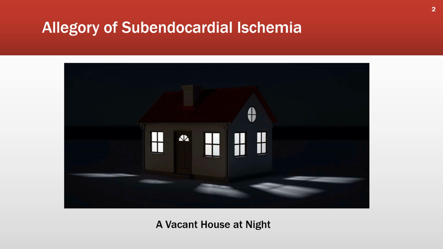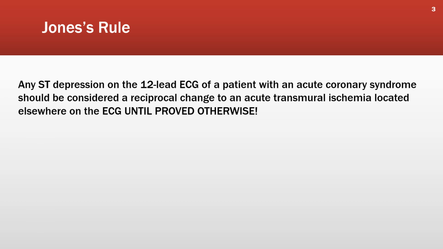Now, several years ago, I created what I call Jones's Rule to help keep myself out of trouble, but it is very applicable to everyone else. Okay, here is Jones's Rule. Any ST depression on the 12-lead ECG of a patient with an acute coronary syndrome should be considered a reciprocal change to an acute transmural ischemia located elsewhere on the ECG until proved otherwise.